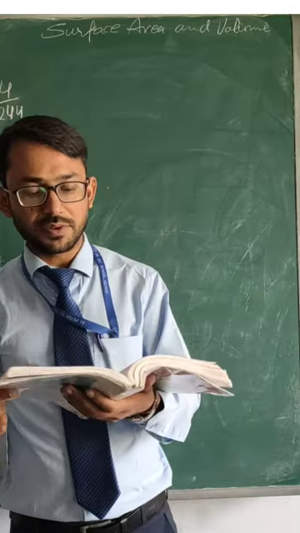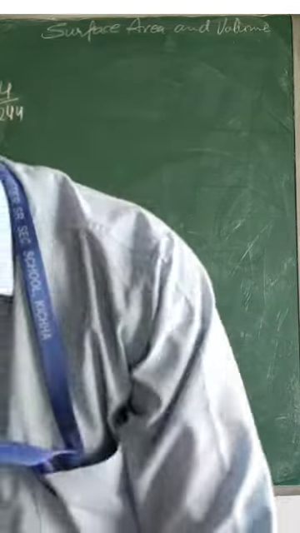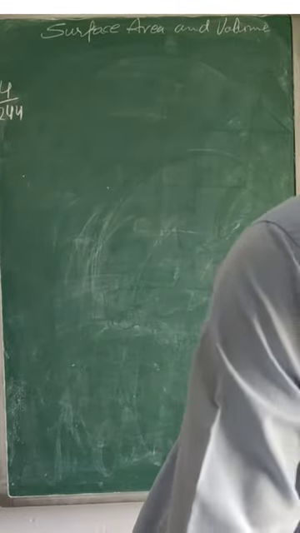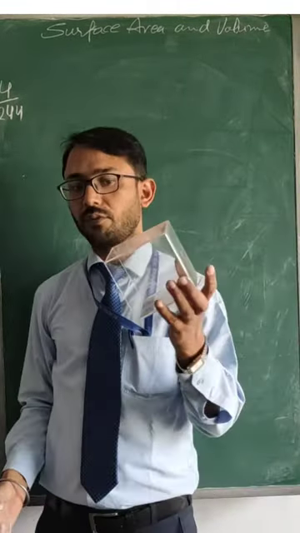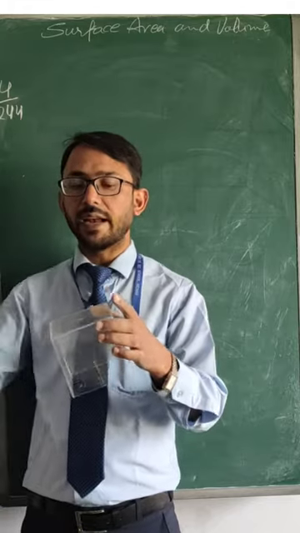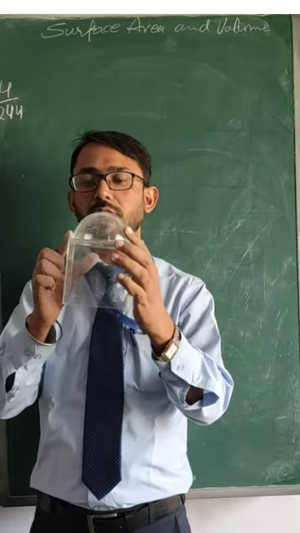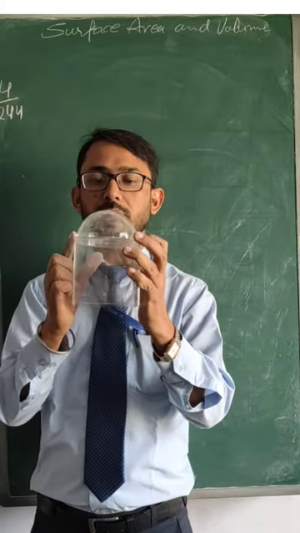Find the surface area of the solid. We need to calculate the surface area of the solid. First of all, this is a cube and a hemisphere is surmounted on it.